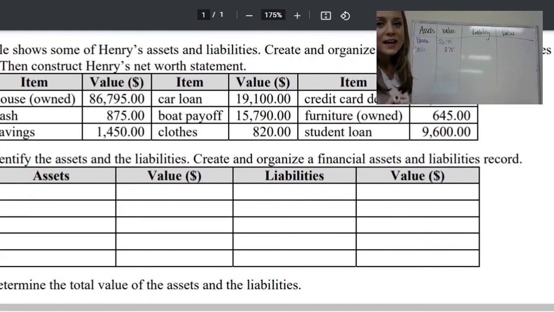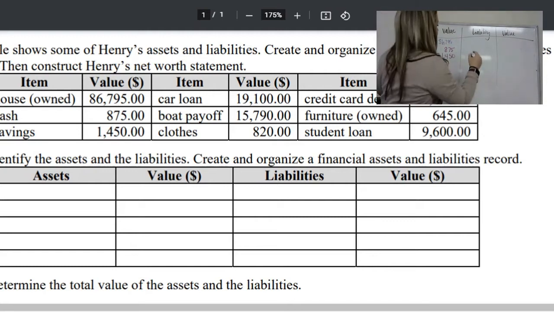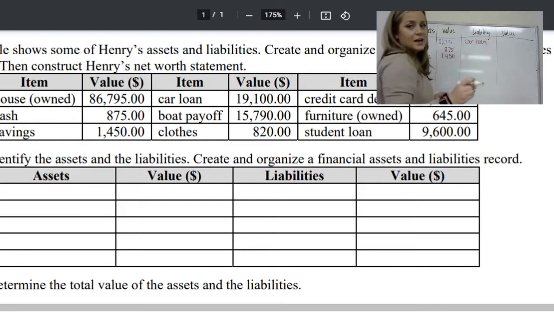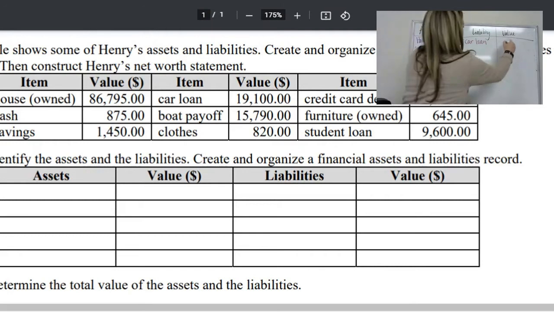Cash. He has $875 in cash. Savings. A savings account, that's a bank account. Remember, we said that was an asset. So we're going to put savings over here, and he has $1,450. A car loan. It's a loan, so that's going to be considered a liability. We're going to put car loan over here because he still is paying on it, and it's $19,100.